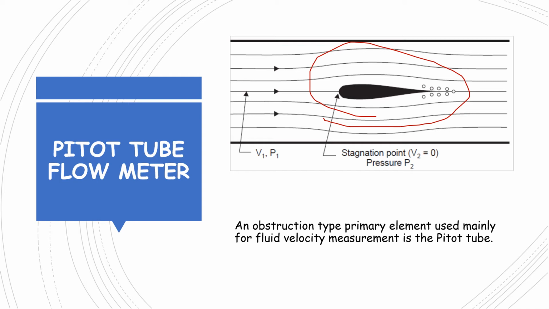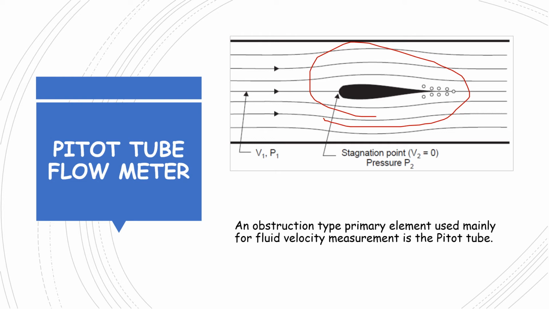As the kinetic head is lost by the fluid, it gains a static head. By measuring the difference of pressure between the normal flow line and the stagnation point, the velocity is thus found out. This principle is used in Pitot tube sensors.